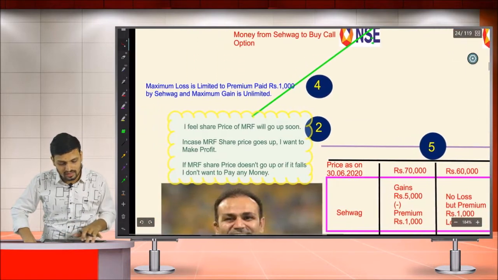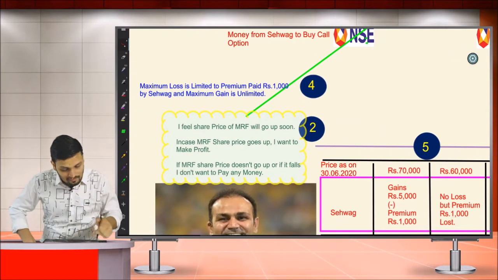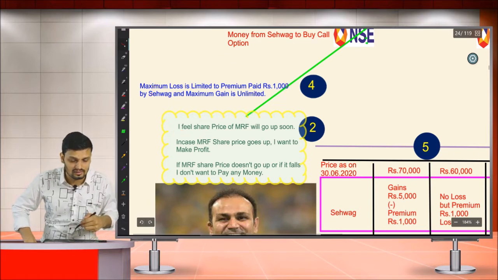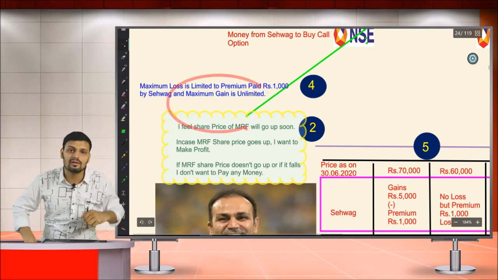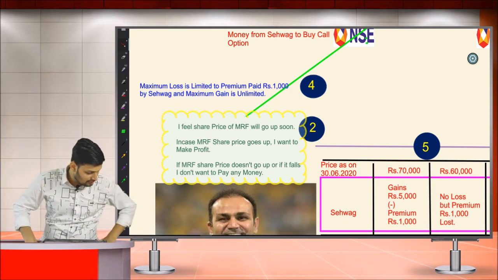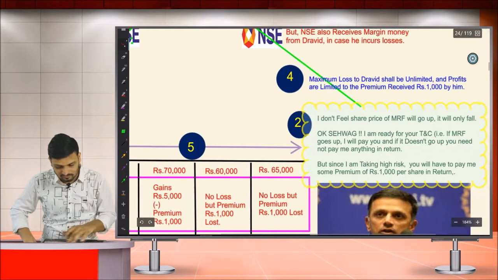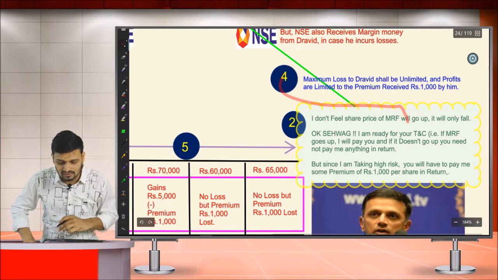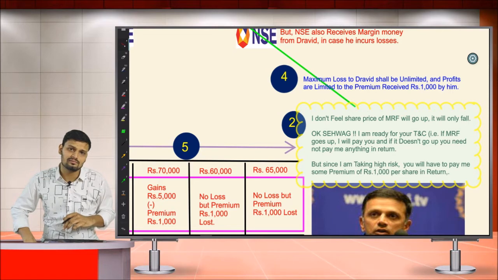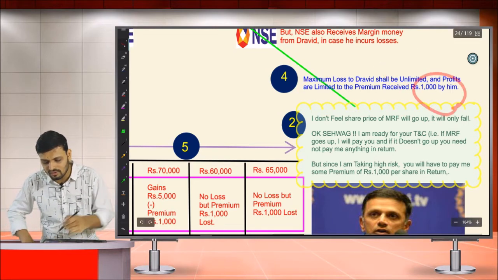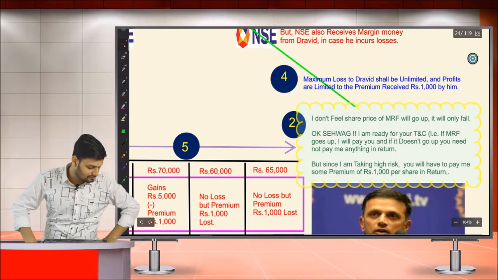Now let us go to step number 4. Maximum loss is limited to premium paid of 1000 rupees. As I have already discussed, maximum gain is unlimited. Right? Maximum gain is unlimited. Okay. Maximum loss to Dravid shall be unlimited and profits are limited to premium received. That is, maximum loss can be unlimited, but profits are limited to premium received of rupees 1000 by him.